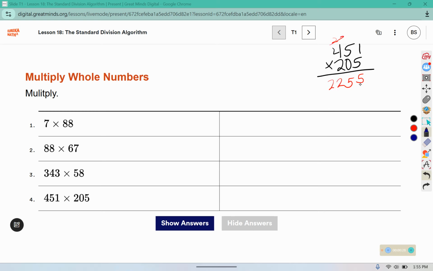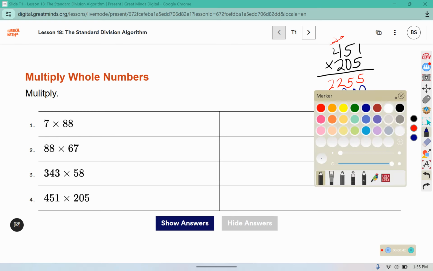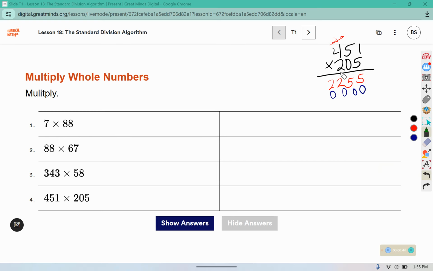Then we're going to multiply everything by 0, but since we're moving to the tens place, we need to put a spacer there so that we line up in the tens place. 0 times 1 is 0, 0 times 5 is 0, 0 times 4 is 0. Then since we're moving to the hundreds, we need 2 spacers so that we line up in the hundreds place. 2 times 1 is 2, 2 times 5 is 10, 2 times 4 is 8, plus 1 more makes 9.